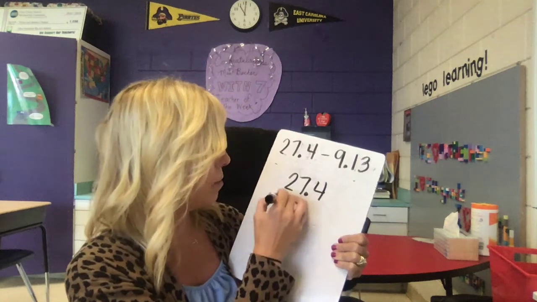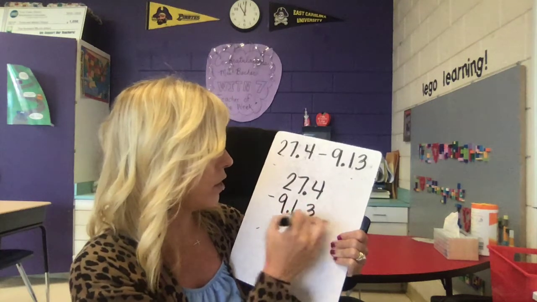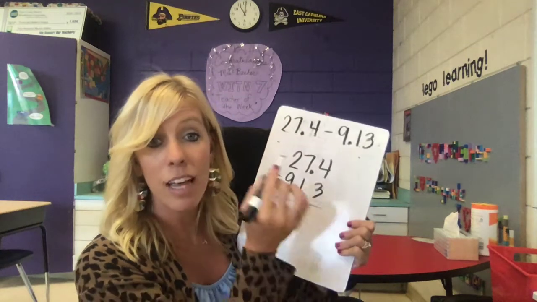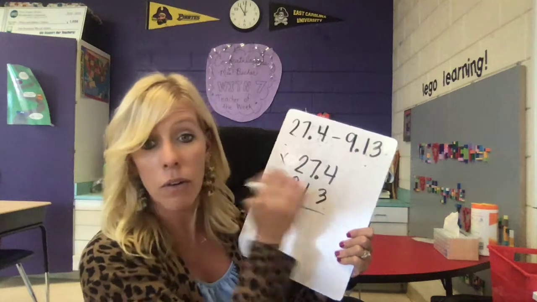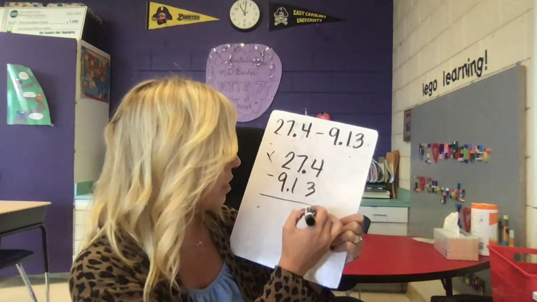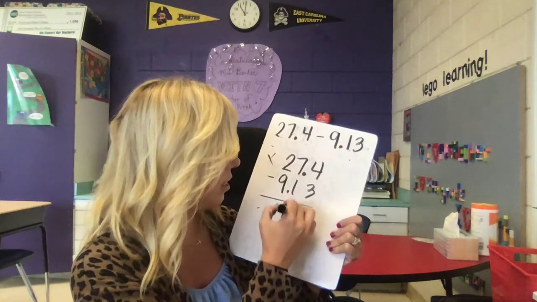You know what? Let me just do that real quick too. I wanted to talk about our reasonableness. Let's say we did it this way, which is wrong, wrong, wrong, wrong. This is wrong. 4 minus 3 is 1. 7 minus 1 is 6.